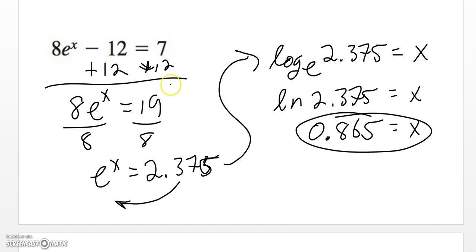So whenever you're solving an expression like e to the x, we'll call it an exponential function, you always want to get the e to the x part by itself first. And then you'll switch the form to logarithmic form.